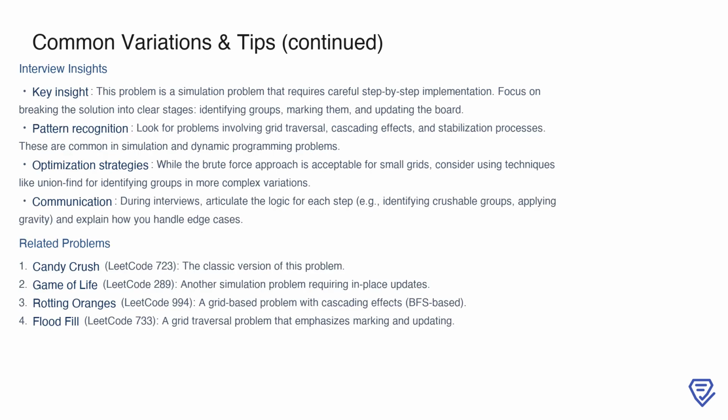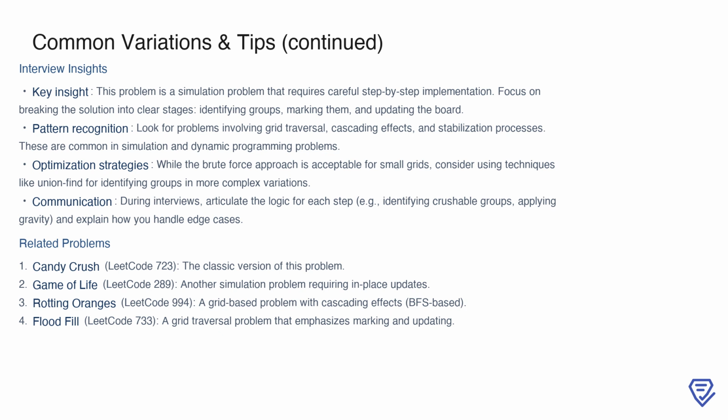This problem is fundamentally a simulation problem, so success comes from careful step-by-step implementation. A key insight is to break the solution into clear stages: identifying crushable groups, marking them, and updating the board by applying gravity. This structured approach not only simplifies the problem but also makes your solution easier to debug and explain. Additionally, you should recognize patterns that appear in similar problems, such as grid traversal, cascading effects, and stabilization processes. These are common themes in simulation and dynamic programming challenges, and mastering them will help you tackle related problems effectively.